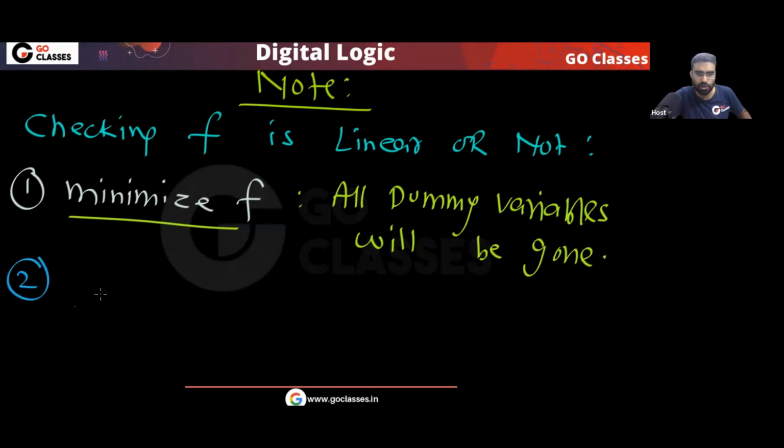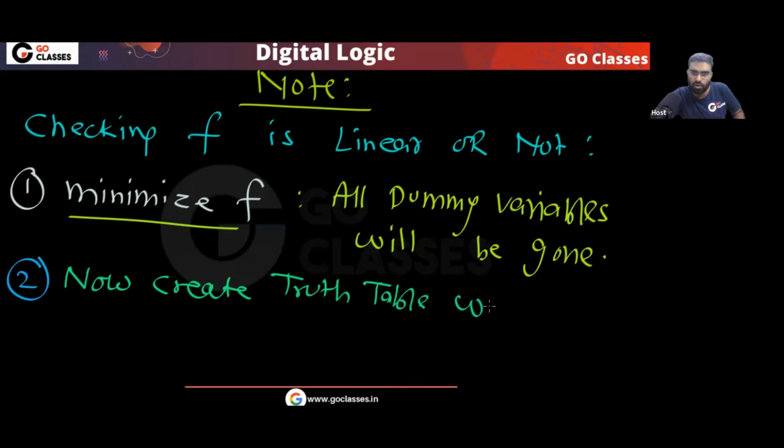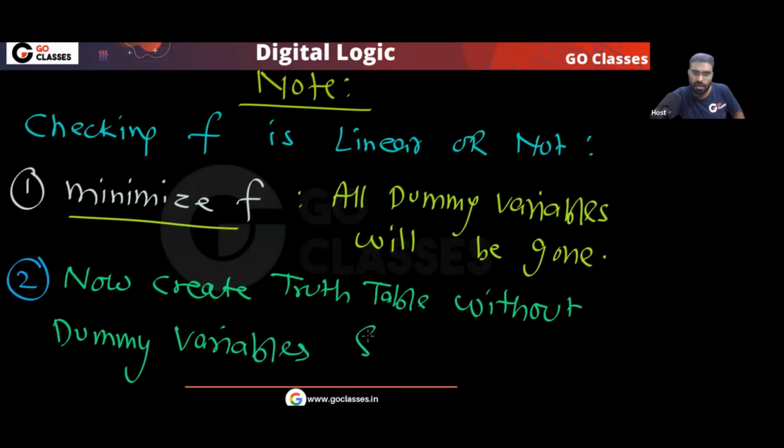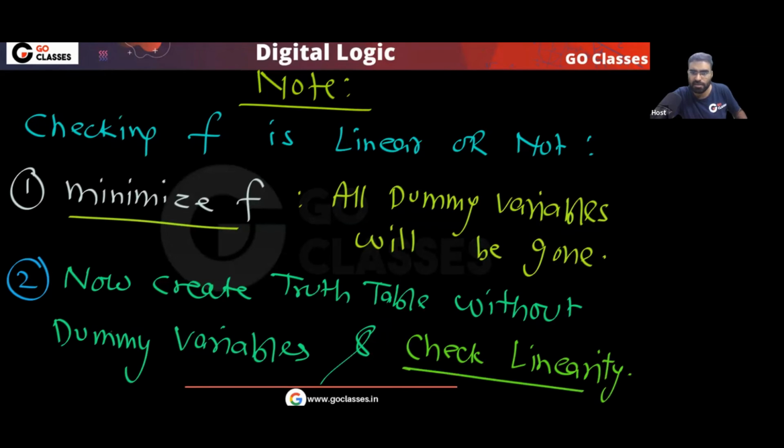Now, then what you do? Second, create a truth table without dummy variables, and apply the definition and check linearity. And then you already know how to check linearity. Okay, so this is the complete idea.